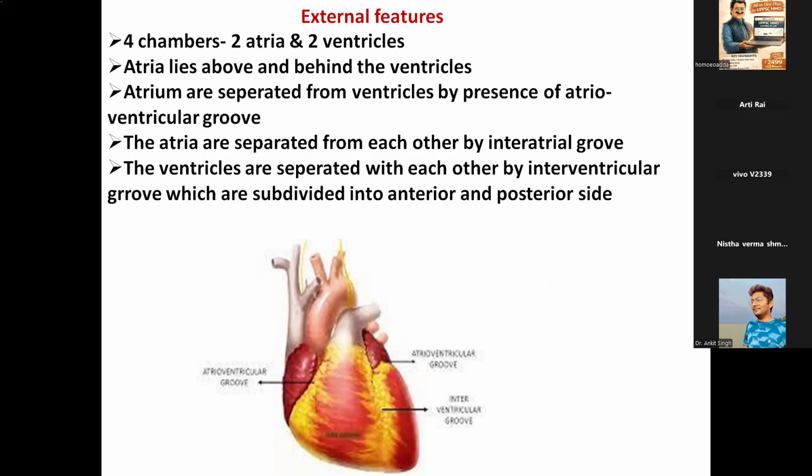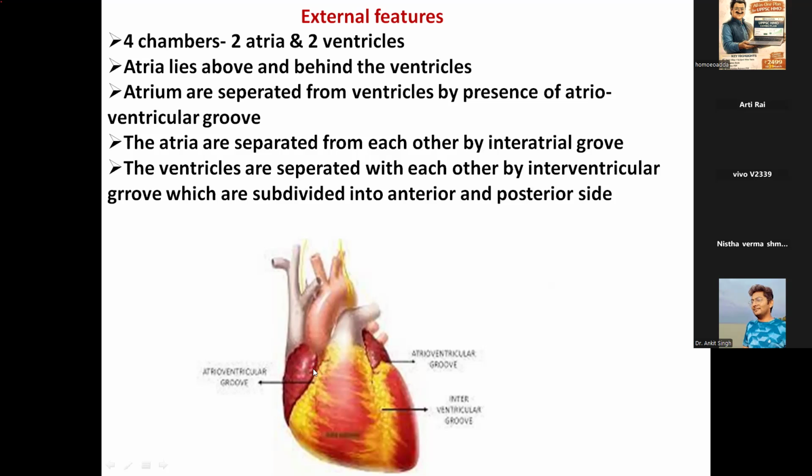Now, what is very important, try to understand this. You are looking at the heart from the anterior side. This is the right atrium, this is the right ventricle, this is the left ventricle. This is not a left atrium, this is a left auricle. So this is the left ventricle, this is the right ventricle, and this is the right atrium. You see, this is the atrium, this is the ventricle.